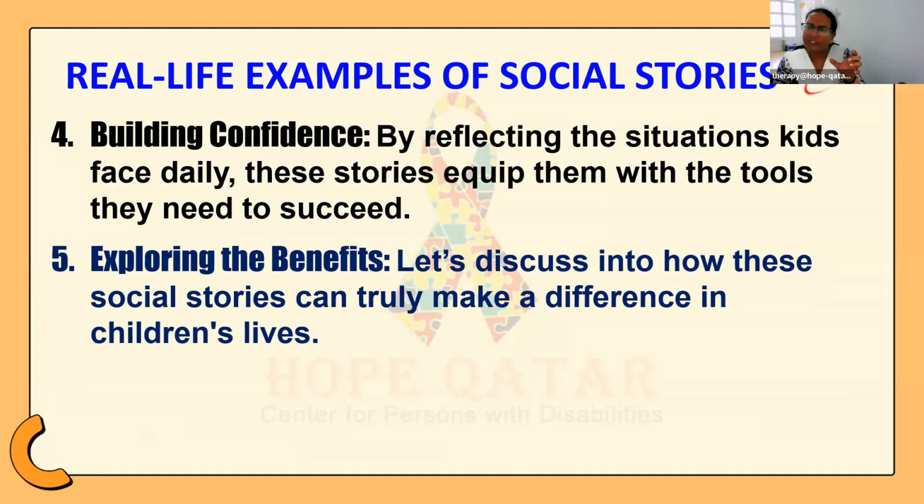The story should be very simple and very easy for the children. Again, the age group matters. If the child is between 3 to 6 years, use more visualized pictures where the child gets attracted. If the child is 14, 15 years and above, you can use written things where the child can also read it. So, exploring the benefits. What are the benefits of these social stories? Let us explore and understand.